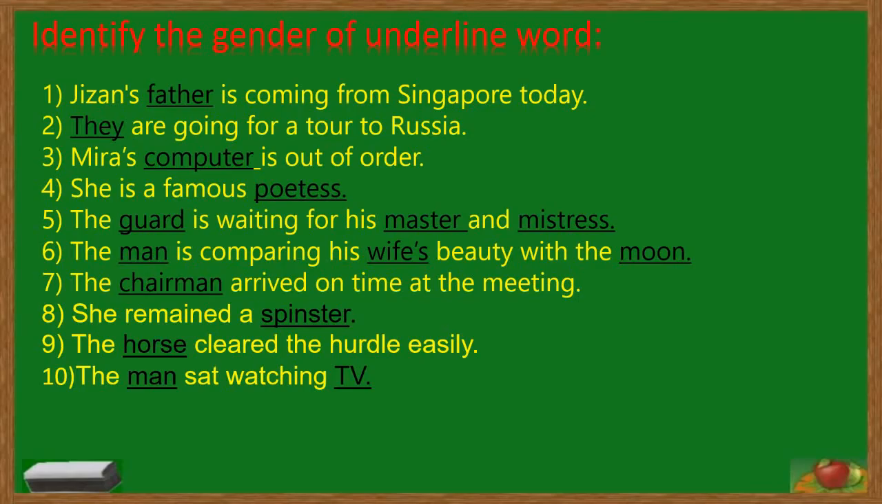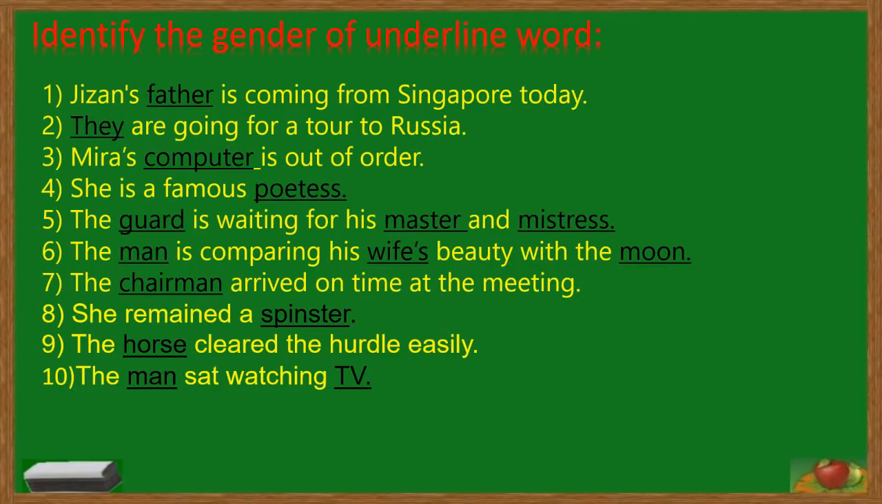Meera's computer is out of order. Your computer is your neuter gender. She is a famous poetess. Again, your poetess is a feminine gender. The guard is waiting for his master and mistress. Your guard is common gender, whereas master is masculine gender and mistress is feminine gender.